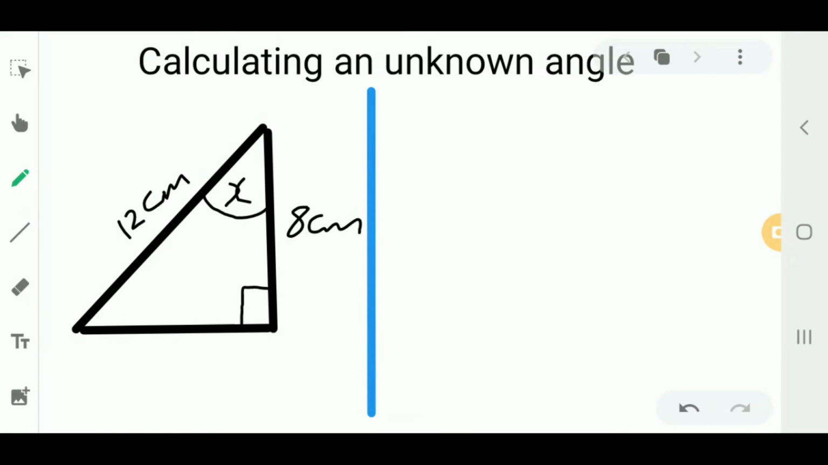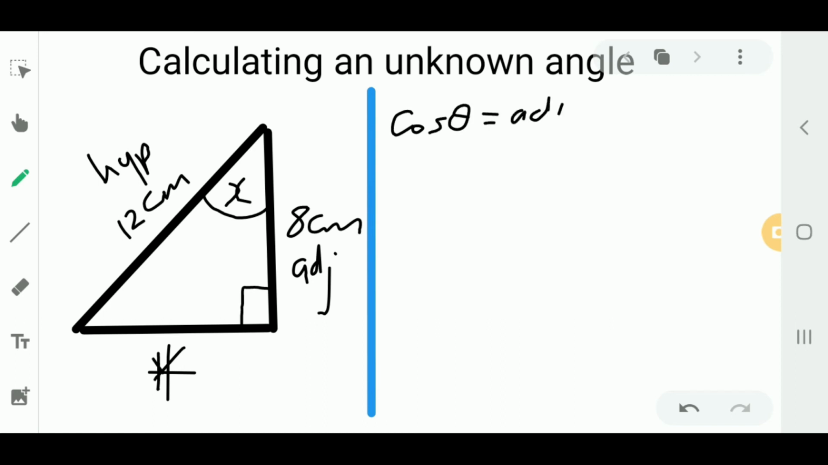So for this example, we want to calculate the unknown angle, which is x. So again, we look to see what we have. We know that the longest side, or the side opposite the right angle, is the hypotenuse. We know that the side opposite the angle is the opposite, so this would be the opposite. So that means the adjacent is here. Because you want to find the angle, and you have adjacent and hypotenuse, we have to use the cosine ratio. So we have cos the angle is equal to adjacent over hypotenuse.